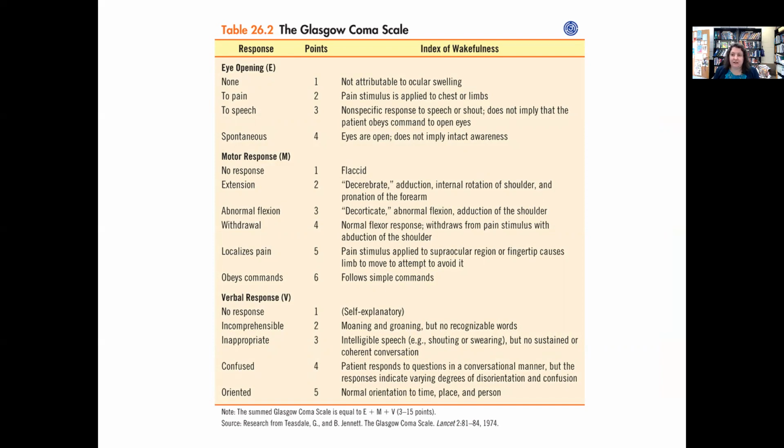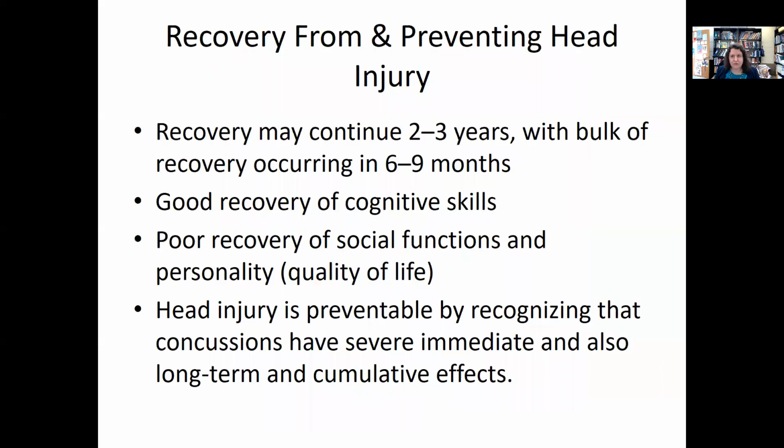I could obey simple commands if you told me to do certain things. I can open my eyes. So you can see there can be various levels of non-responsiveness, and obviously the lower your levels on the Glasgow Coma Scale, the more severe the damage from the injury at that point in time.